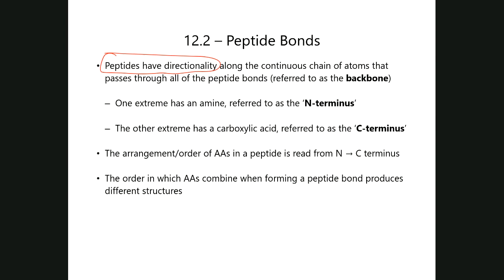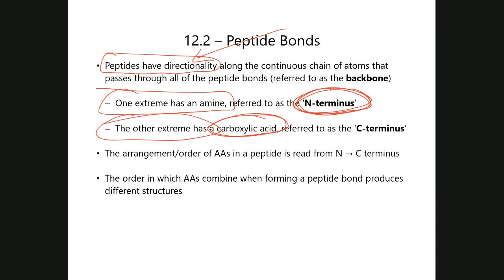So in reality, on one end there's the nitrogen, then the alpha carbon, then the amide, then another alpha carbon, then another amide, and so on and so forth, until you reach the other extreme, where you're going to find the last carbon in the form of a carboxylic acid. So this is why when describing the structure of a protein, we say that it has directionality. One extreme has the amine, and we call that the N-terminus. The other extreme has a carboxylic acid, and we call that the C-terminus.